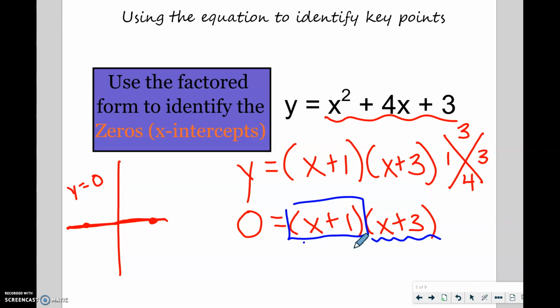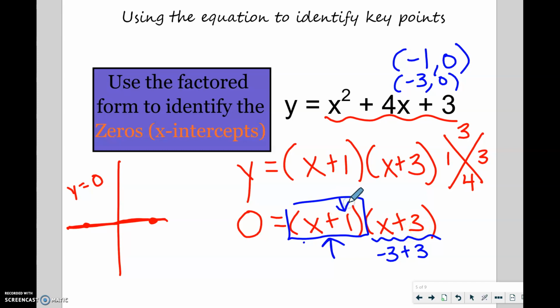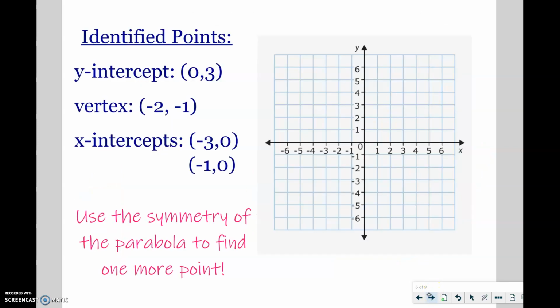So I know that one of the x-intercepts would be at (negative 1, 0). Now if I look at the second parenthesis, what would make that second parenthesis equal to 0? Well, that x would have to be negative 3. Because when I add negative 3 plus 3, that's going to make it equal to 0. So my other x-intercept is (negative 3, 0). So once you get in a factored form, what you're looking for is what x value would make this parenthesis equal to 0, and then the second parenthesis. It's always going to be the opposite of what you see inside of there. So then, these are the 3 points.